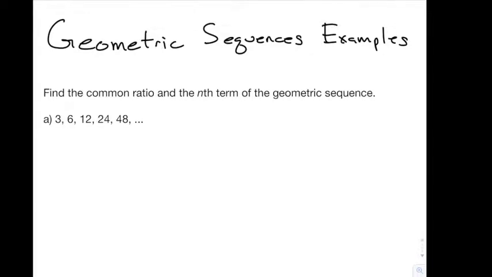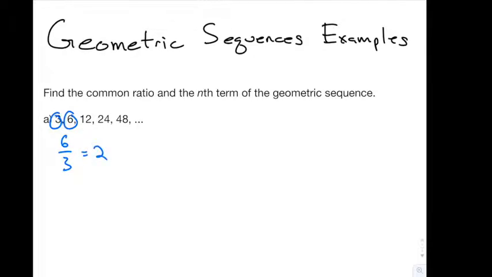In this video, we'll look at a couple geometric sequences examples. So our prompt here says, find the common ratio and the nth term of the geometric sequence. So we have 3, 6, 12, 24, and 48. Okay, so to find the common ratio, we have to look at one term and divide it by the term before it. So let's see, that would be 6 over 3 equals 2.